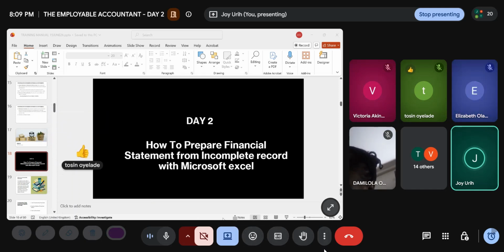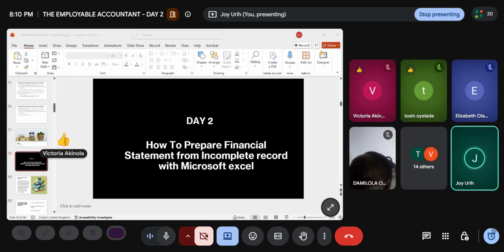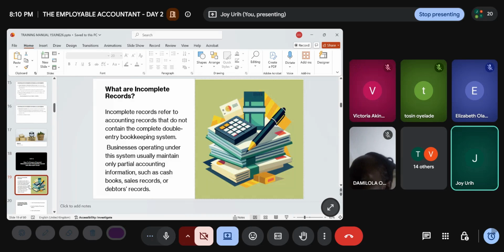So today we are going to be looking at how to prepare financial statements from incomplete records. First of all, I would like to clarify what incomplete records are. Incomplete records refer to accounting records that do not contain the complete double entry bookkeeping system. When we say double entry, it's not a cliche. Even in practice, every transaction must pass through the double entry system, so you have to debit one account and credit another account.